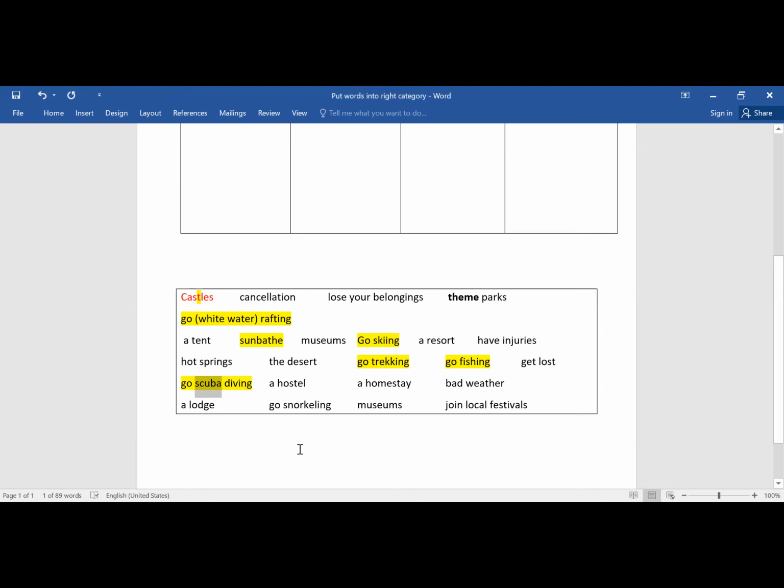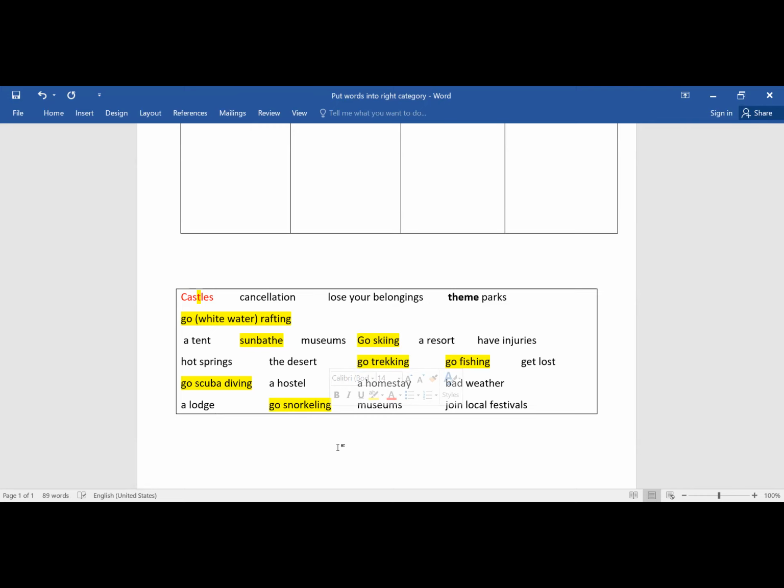Go snorkeling. Snorkel, right? We have snorkel. Okay, let's repeat after me. Snorkeling. Yes, snorkeling. Do you know, they are both water sports. But what is the difference between scuba diving and snorkeling? Do you know the difference?